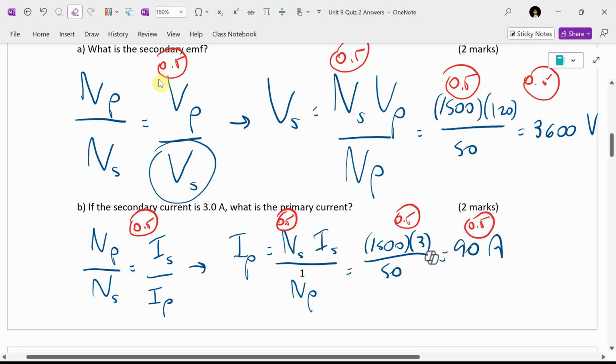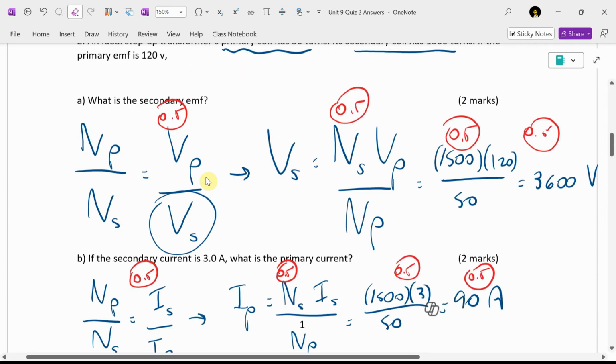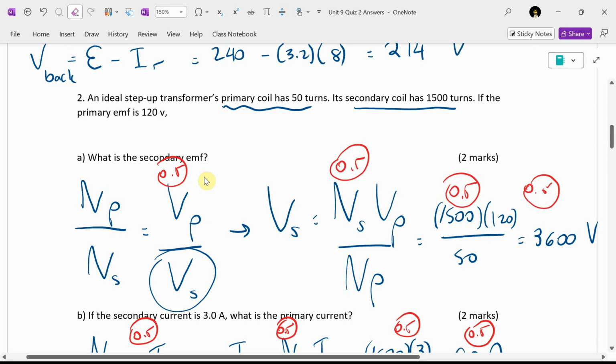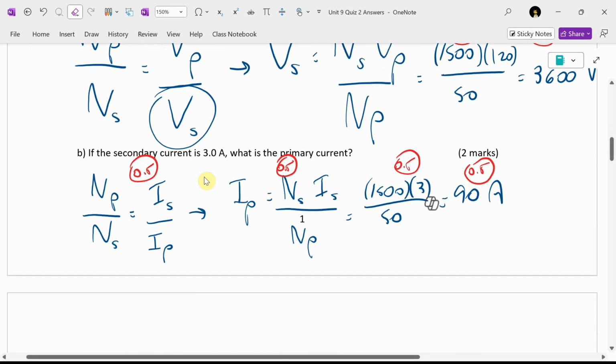Did I ask whether this is a step up or step down? No, I didn't. Is this a step up or a step down transformer? Because, again, step up increases the voltage. It lowered the current. The step up? Yeah. Lowered the current from 90 down to 3.